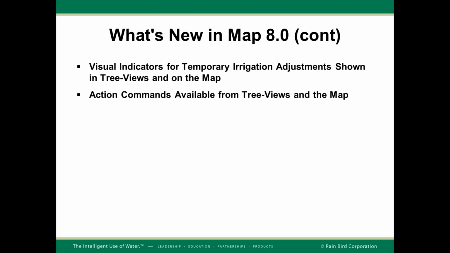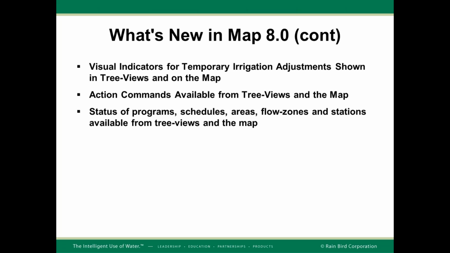There's a lot of action commands available from both the tree view and on the map. Turn on a station, turn on a program, turn on a schedule, pause, resume, stop. We'll see all of this. You can see the status of programs, schedules, areas, flow zones, and stations from the tree view and the map as well. We'll have a look at how the status information works during the webinar. I'll show you how to quickly activate a number of stations from the map at the same time, as long as they are in the same area.